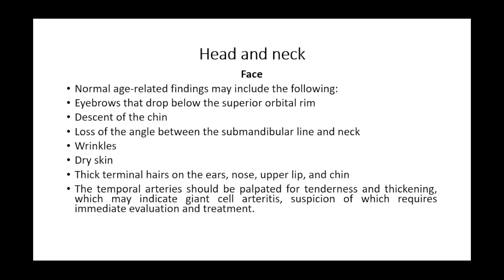Normal age findings may include the following: a brow that drops below the superior orbital rim, descent of the chin, loss of the angle between the submandibular line and neck, wrinkles, dry skin, and thick terminal hairs on the ears, nose, upper lip, and chin. The temporal arteries should be palpated for tenderness and thickening, which may indicate giant cell arteritis, suspicion of which requires immediate evaluation and treatment.